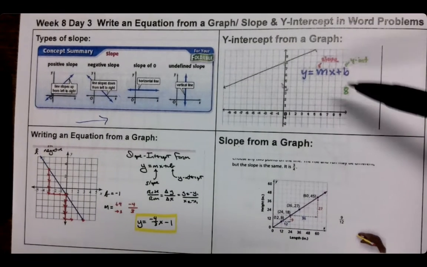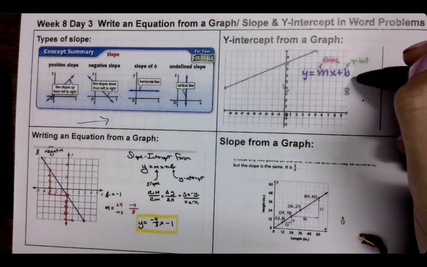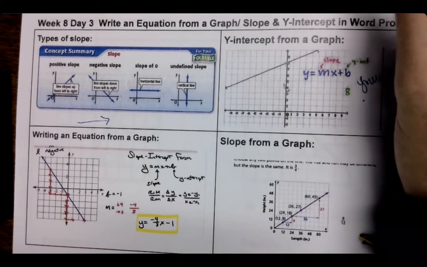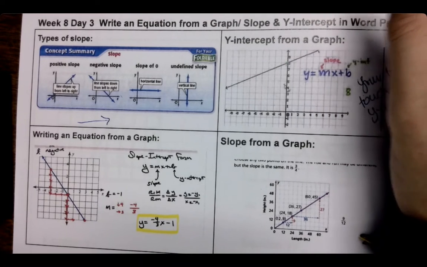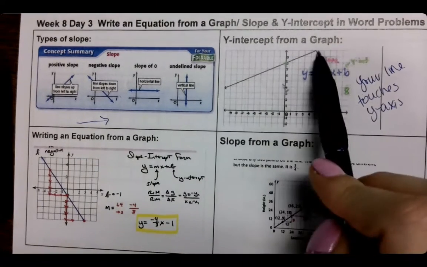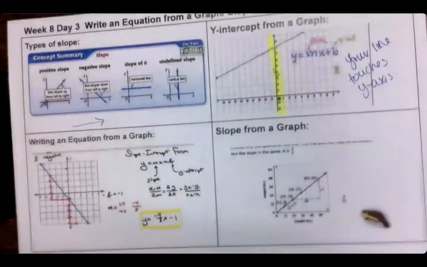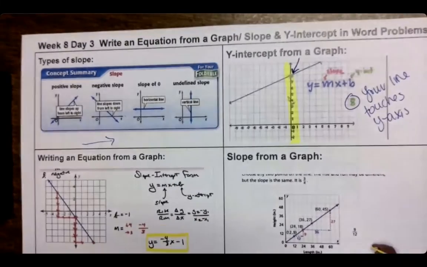All right. We have our slope from a graph. I'm sorry, y-intercept from a graph. We kind of talked about that last time, but I just wanted to put it in here, right? The y-intercept is where your line touches the y-axis, right? And this line touches this axis right here at 8. That's why it's green.